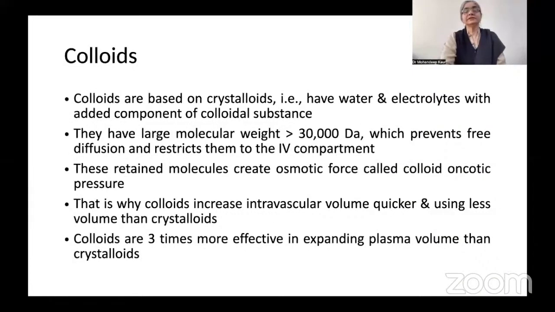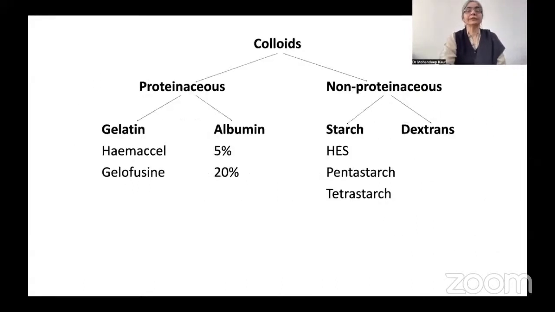Coming to colloids, these are based on crystalloids. We say these have water and electrolytes with added components of colloidal substance. And they have larger molecular weight, more than 30,000 Daltons, which prevents diffusion and restricts them to IV compartments. These retained molecules create osmotic force called colloid oncotic pressure. That is why colloids increase intravascular volume quicker and using less volume than crystalloids. These are 3 times more effective in expanding plasma volume than crystalloids.